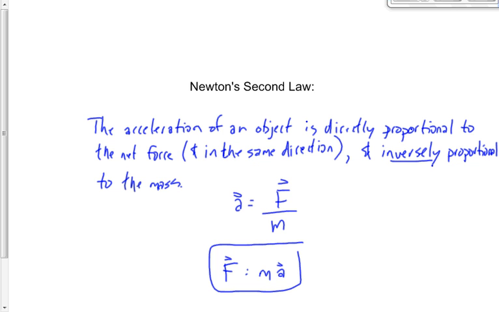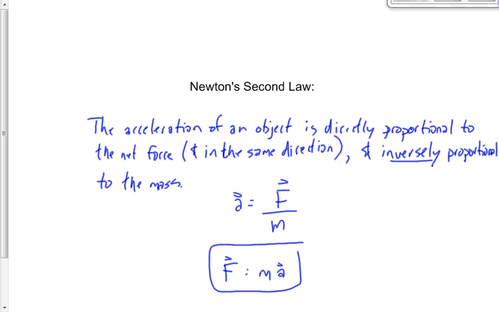Yeah, the little arrow still means vector, so that means that acceleration is a vector. Of course, we knew that from our last unit in kinematics, right? But force is also a vector because, of course, the acceleration is in the same direction as the force. So if there's a direction associated with acceleration, there's got to be a direction associated with force as well, so it's got to be a vector.